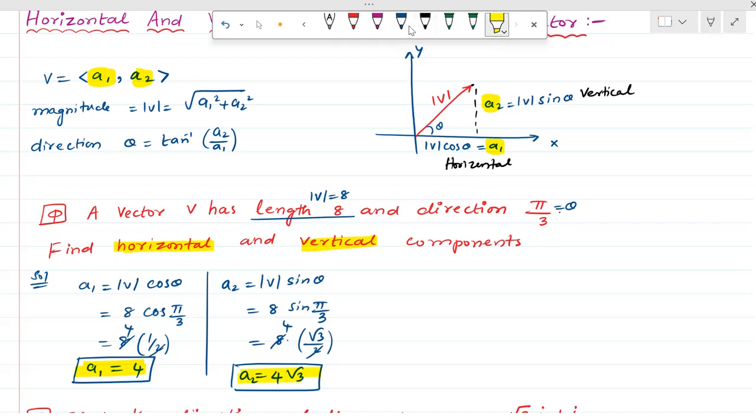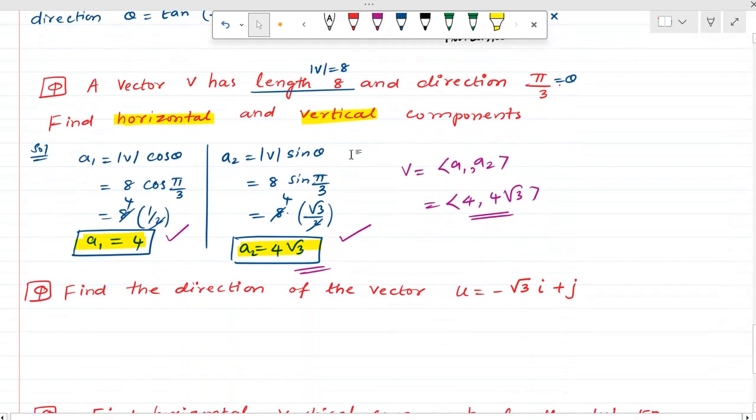If the question is asking for the vector, I will write it like this. Vector is equal to A1 comma A2, which is equal to 4 comma 4 root 3. Since it is given the horizontal and vertical components, stop here. If the question asks for the vector, then you have to do this.